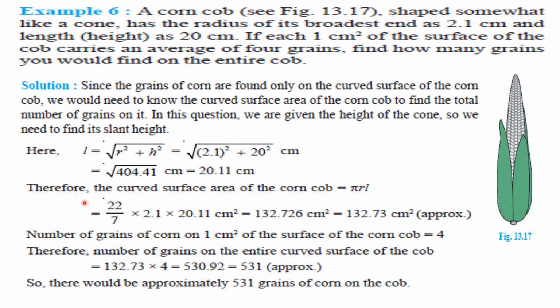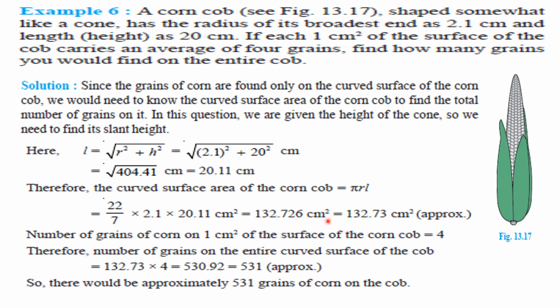Okay, my children? Right. Therefore, the curved surface area of the corn cob is equal to pi r L. Yes, my children, this is the formula to find the curved surface area of the corn cob. That is equal to, here, pi is equal to 22/7 into what is our value here? 2.1 into what is the L value? We have found 20.11 centimeters square. Understood this step, my children? Right. That is equal to, by simplifying these three numbers, what will you get? 132.726 centimeters square. Understood this number, my children?